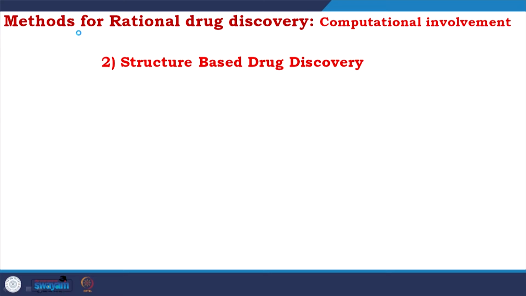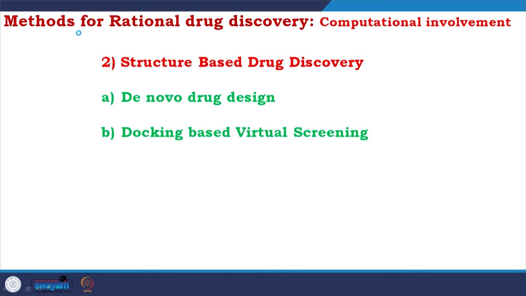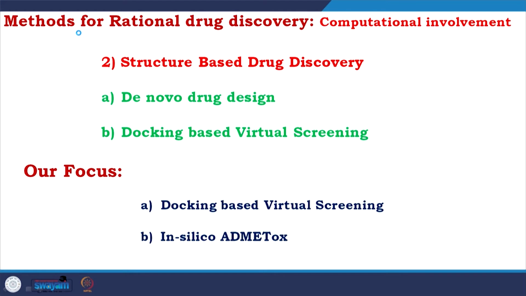So, the methods for rational drug discovery: structure based drug discovery, de novo drug designing which we have already discussed, and now docking based virtual screening. Here our focus is docking based virtual screening, all the factors that influence it, and then in silico ADMET-tox. So, today we will discuss docking based virtual screening. Next class we are going to discuss in silico ADMET-tox.